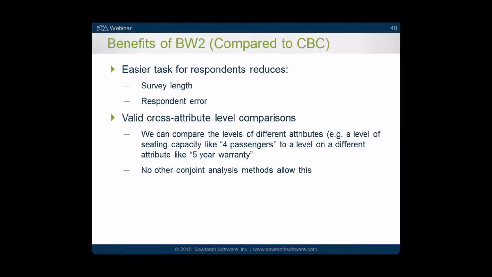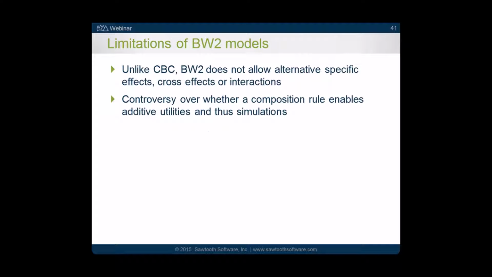The neat benefit, and the reason you might want to use it sometimes, is it allows us to directly compare the utilities of different levels of different attributes. So if we were doing an automobile study and we wanted to find out, is seating capacity of 4 passengers, how does that compare to a 5-year warranty? If we were doing any other kind of conjoint analysis, a red flag would pop up and it would say, you can't make cross-attribute level comparisons because each attribute is on a different scale with a different origin. We cannot do that. In best-worst conjoint or best-worst case 2 scaling, you can.